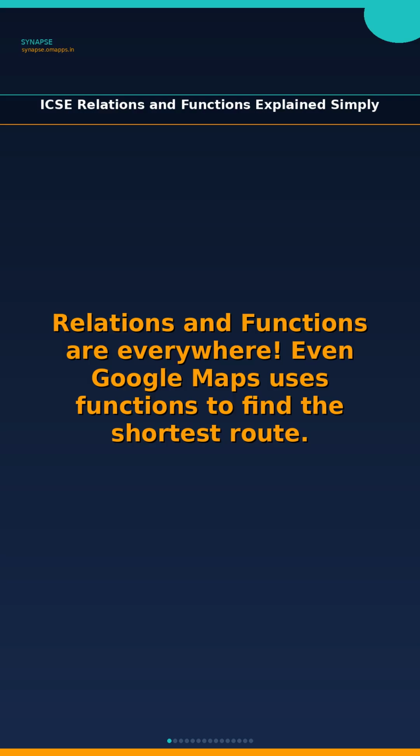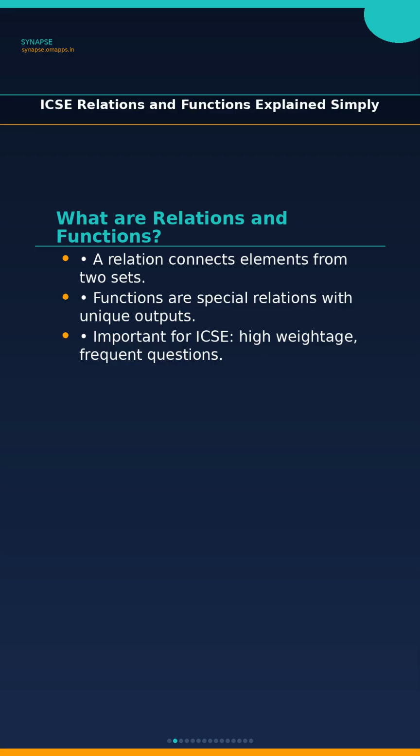Hey, did you know that Google Maps uses the same math behind relations and functions to find the best routes? Pretty cool, right? So, what exactly are relations and functions? Well, a relation is simply a connection between two sets of things. A function is a special type of relation where each input has only one output. This is super important for your ICSE exams, and you'll see lots of questions about it.